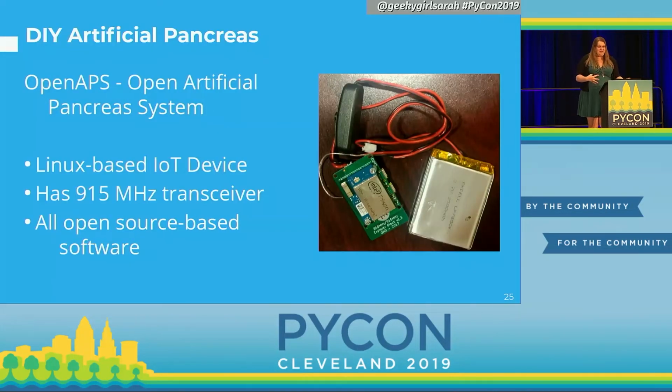There are two main types out there at the moment. One's called OpenAPS, which is the Open Artificial Pancreas System. It's a Linux-based IoT device. I have a little thing on here running Debian at the moment. It's attached to a 900 megahertz transceiver, so it can send out signals and listen to the airwaves. And all the code, including the board it's on, is open source. We can go to GitHub and get all of that stuff. So it's kind of cool.